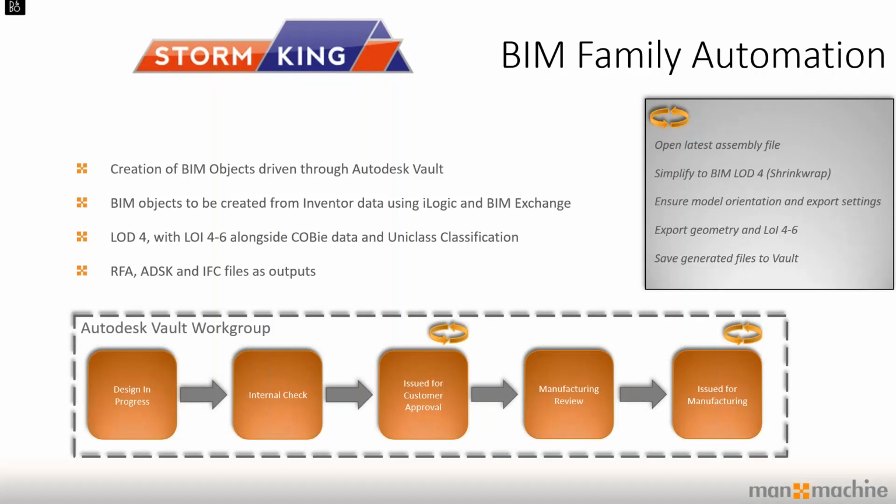So if there were client comments and whatnot, it could come back to Storm King. They could then continue with the modeling process, and then when they output it for issued for manufacturing, it would output a BIM model again. So it would update the existing BIM models.